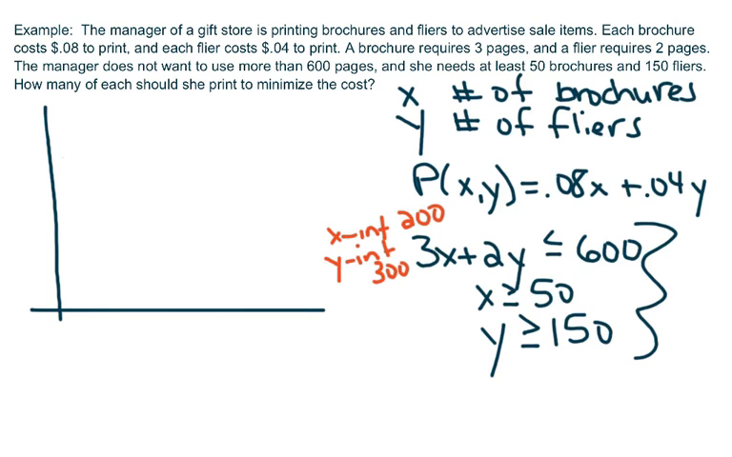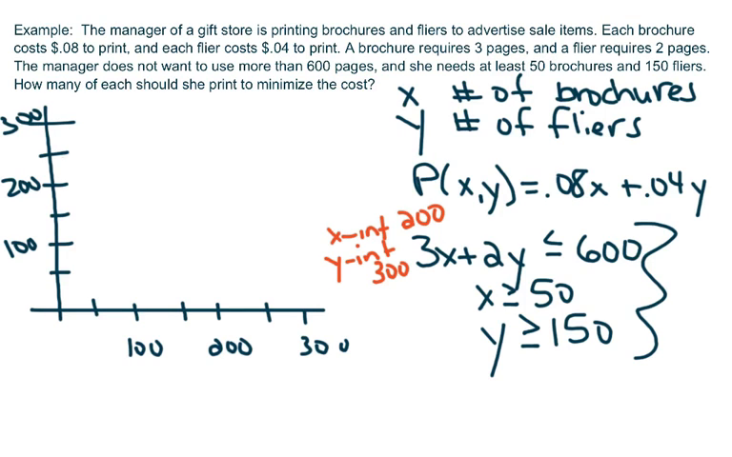Nothing extravagant. So how about I scale my axes by 50s? The reason is because of 200, 300, 50, 150, it'd probably be best if I just do 50, 100, 150, 200, 250, 300. So, the first inequality we said has an x-intercept of 200 and a y-intercept of 300, and then I'll connect the dots.